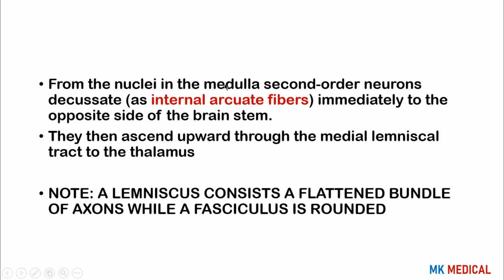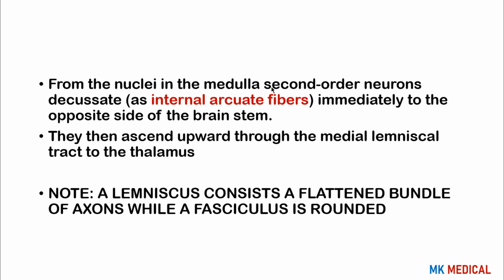Then arising from each of these nuclei are second order neurons which decussate, or cross over, as internal arcuate fibers. They cross over at the level of the brain stem and ascend upwards in what is referred to as the medial lemniscal tract. Remember that a lemniscus is a flattened bundle of axons, while a fasciculus is a rounded bundle of axons.